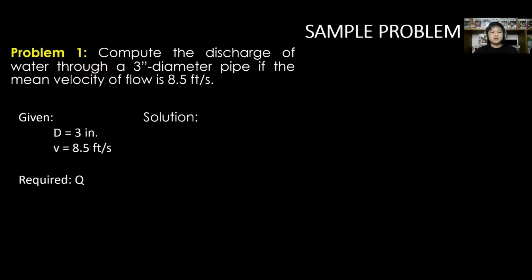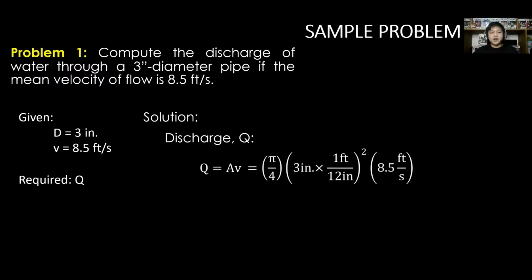For the solution, the discharge Q is equal to A times V. Substitute for area, the circular section pipe, that is pi over 4 times the diameter 3 inches, converted to the corresponding foot and raised to 2. Then the velocity V as 8.5 feet per second. Therefore, Q is equal to 0.417 cubic foot per second.